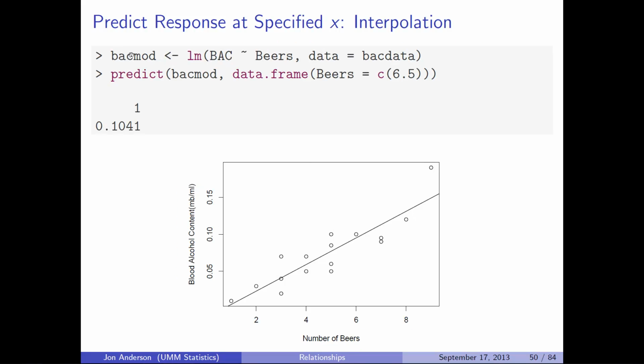Here's how you would do it. You'd estimate a summary line using the lm function, with blood alcohol content as the response explained by the beers variable, and once we have the blood alcohol content model object, we use the predict function on that summary object for a beer value of 6.5, and we get a 0.104 estimate. This is plugging x equals 6.5 into the least squares line.